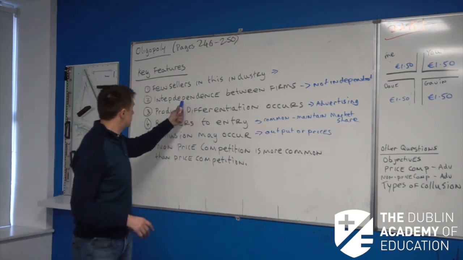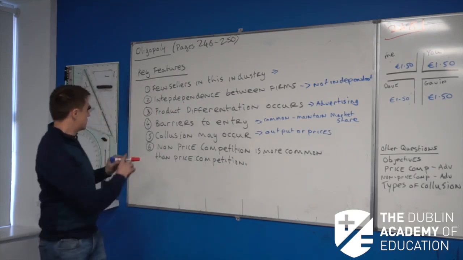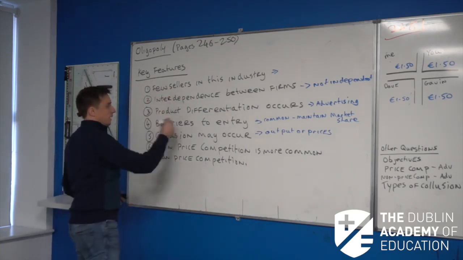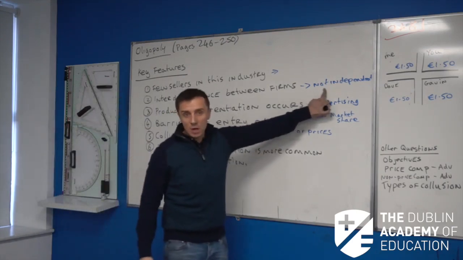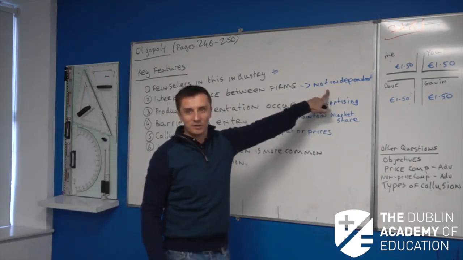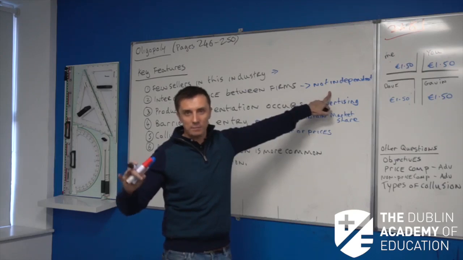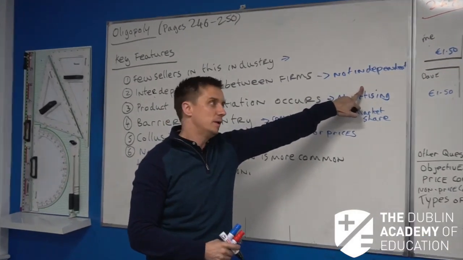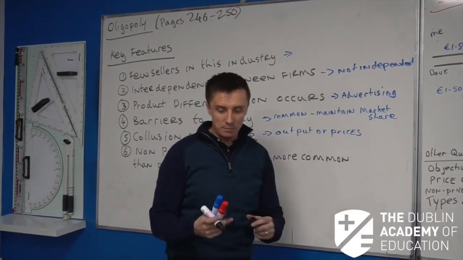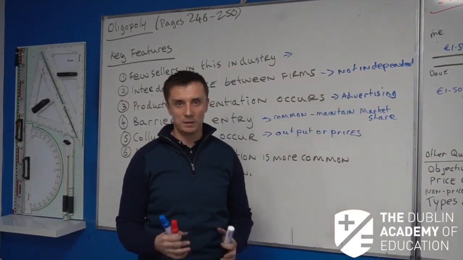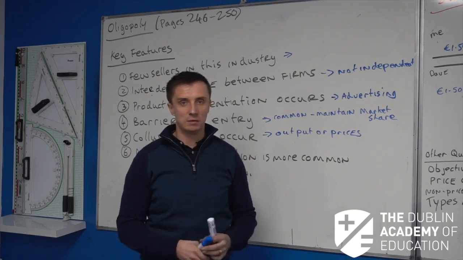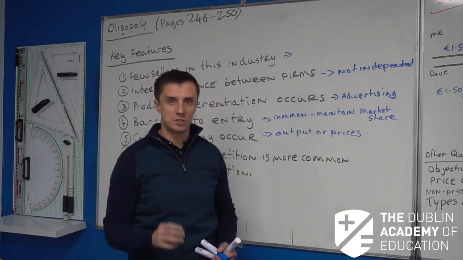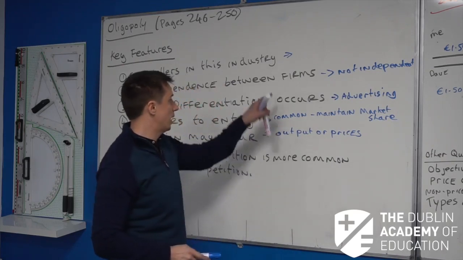Second thing is interdependence between firms. Firms don't act independently of each other. They're always monitoring and watching their competitors very closely, and they take into account the likely action of those competitors. With an oligopoly, there's only about 3 or 4 of you in the market, so it's really easy to keep an eye on your competitor. There's only 2 or 3 people you've got to watch. So there's very strong interdependence.